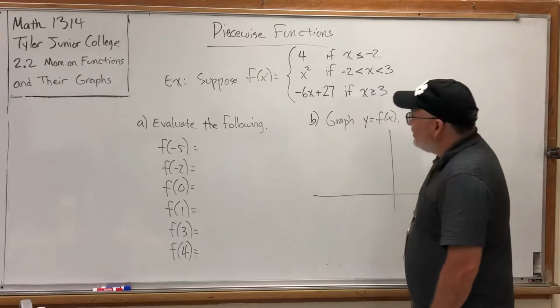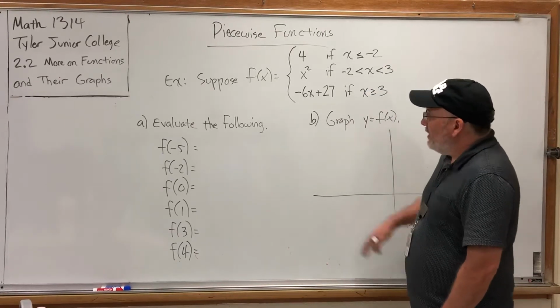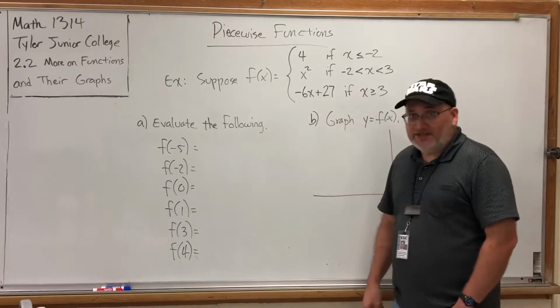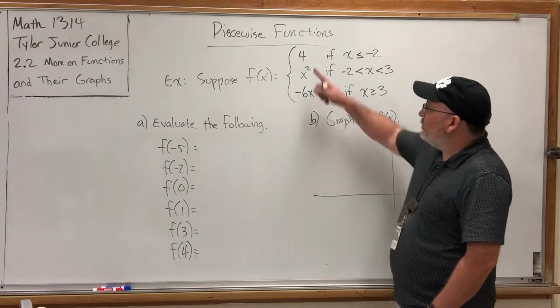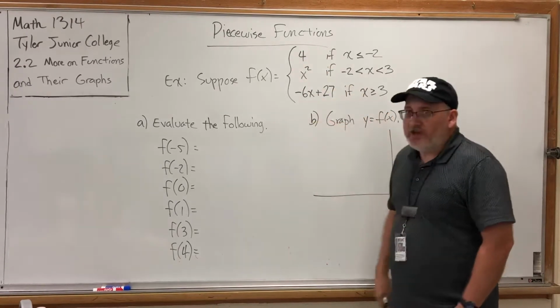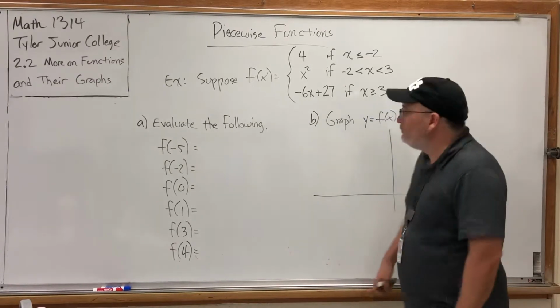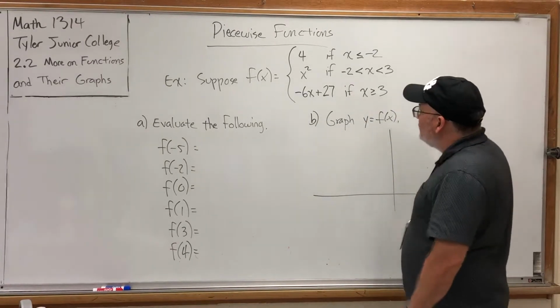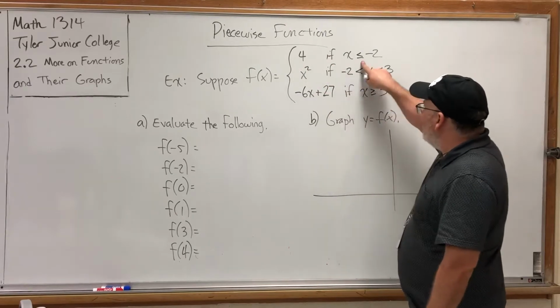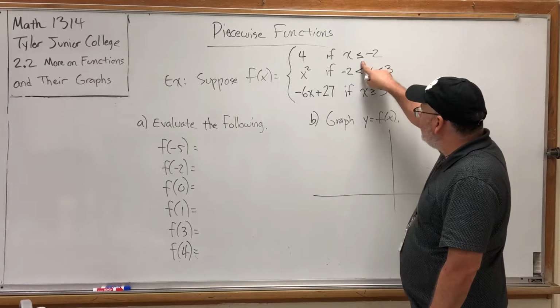For example, let's take a look at this function. Suppose f of x equals the following mess. You can spot a piecewise function because there's usually a giant brace catching all these functions together as one entity. f of x equals 4 if x is less than or equal to -2.